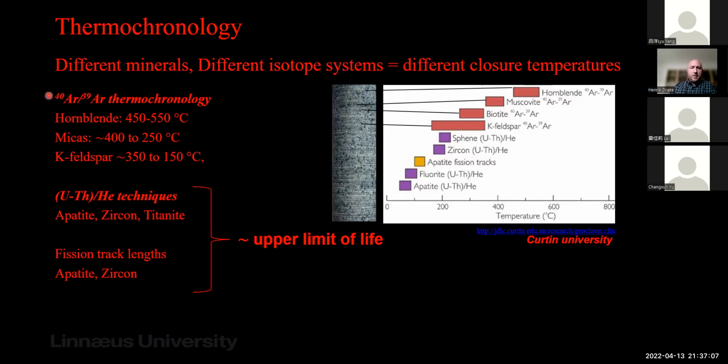And there are argon-argon thermochronology, for instance, where these closure temperatures are quite high, at least for hornblende and micas. But as we go into uranium, thorium, helium techniques, we have apatite, zircon, titanite, then we are getting into temperatures that are more or less in the range of the limits of life at 122 degrees. And then these come into play. So we can use thermochronology to get an idea about habitability.